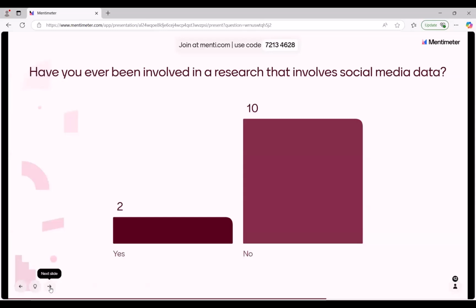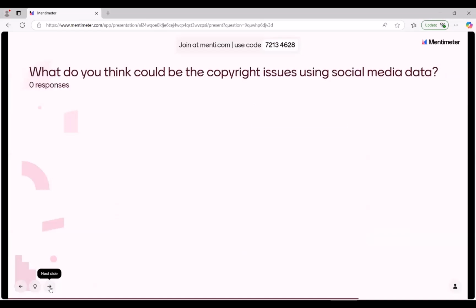So a couple of you have been involved, so you must be aware of the challenges associated with using social media data. Thank you. And what do you think could be the copyright issues using social media data? Any thoughts on that? Even if you have not used it, any issues that you can think of? What could be the copyright issues?